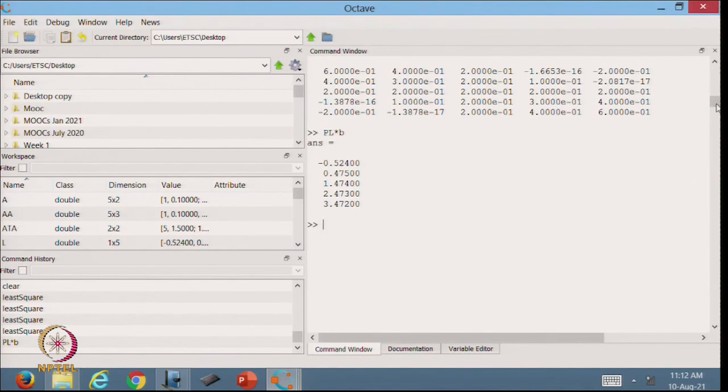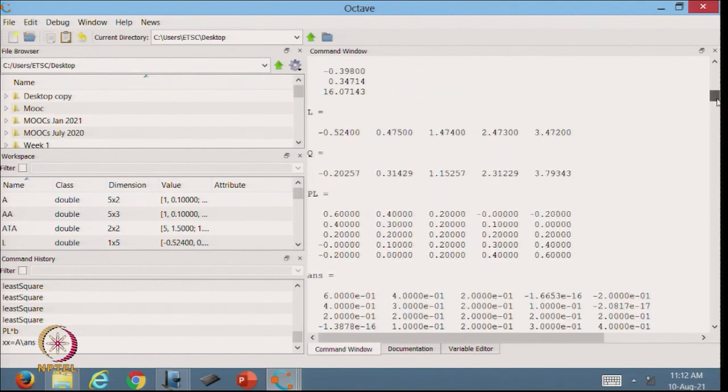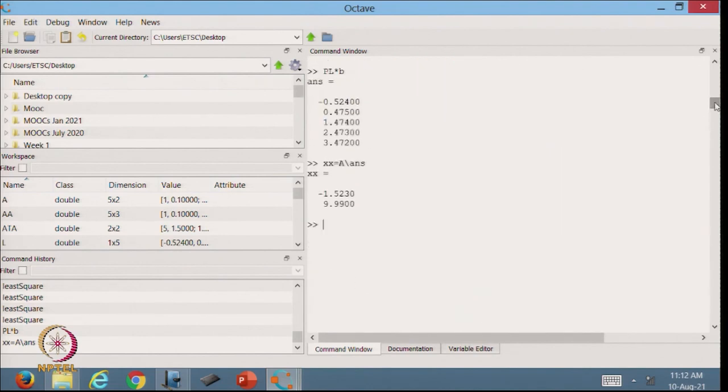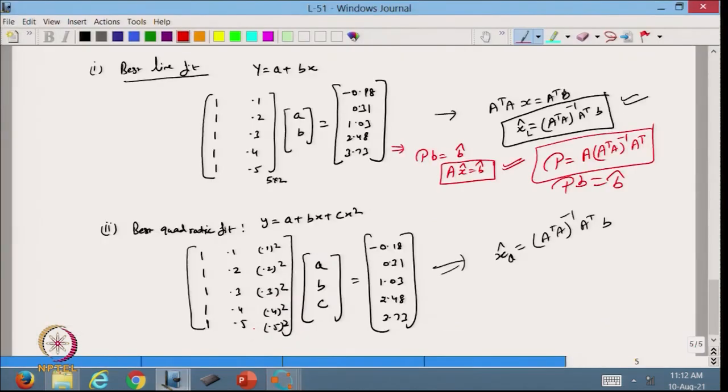Maybe I can write here some value, I just get X, so that I can write A backslash and the answer. So this is the answer I am getting, and this is my x hat. So x hat is minus 1.52 and this is 9.9. And you see this is also the same, minus 1.5 and this value. So you can verify that both are coming the same. So either you can go directly by the normal equation or you can go by the projection matrix and then solve the system this way. Both ways you can find the same solution.